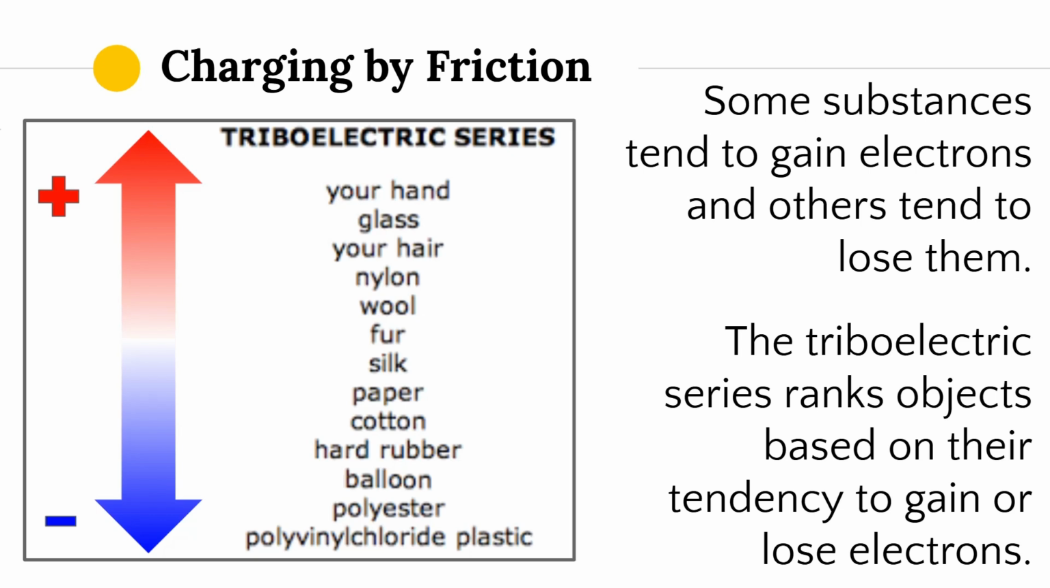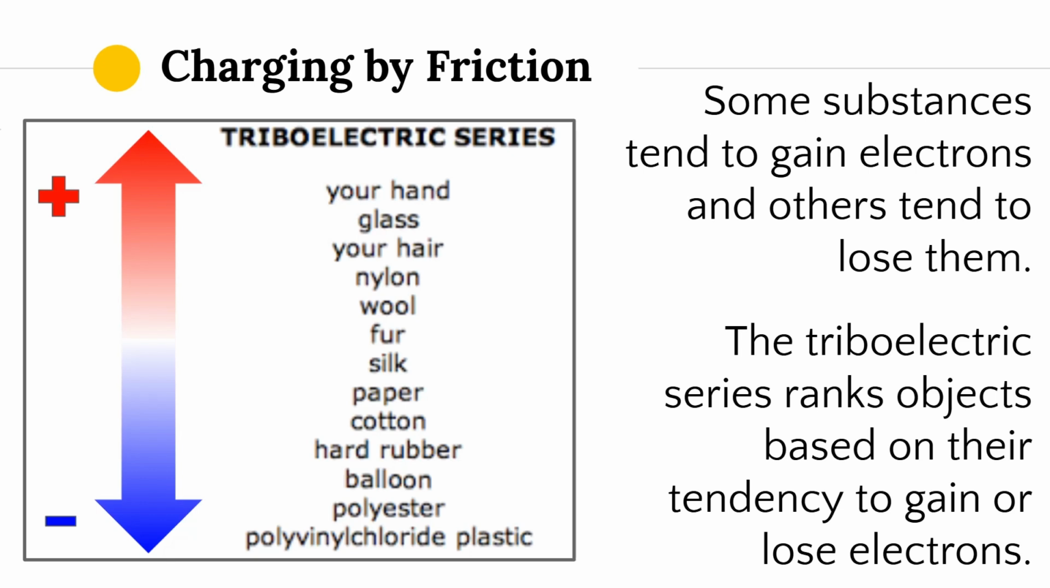Some substances tend to gain electrons, whereas others lose them. So the ones up here at the top, like your skin, your hand, glass, your hair, these things typically become positively charged, which means they're typically losing electrons. Your hair readily gives up electrons. Whereas objects toward the bottom, this very last one, by the way, polyvinyl chloride plastic, that's PVC, which is PVC pipe, has one of the greatest electron affinities, and so it tends to take electrons.